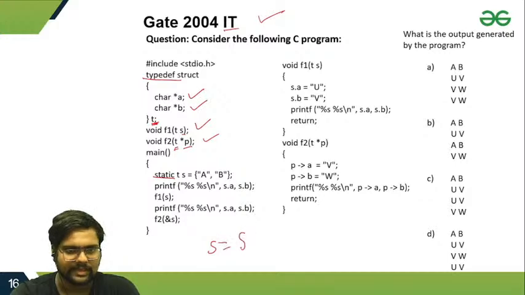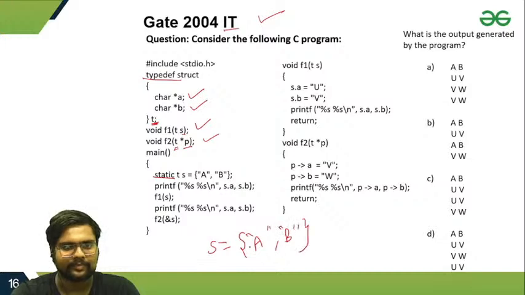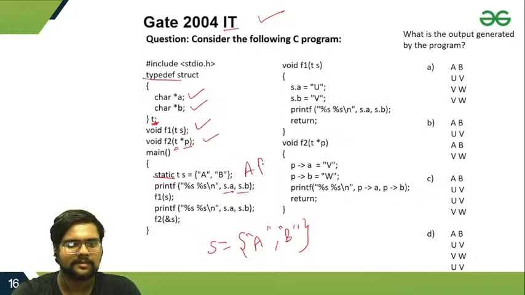So here the s value will be a and b, and then we are printing s.a, then s.b. So it will print a space b. Then we are calling f1. In f1 we are passing this s, and this s is of type T. Here there is no pointer variable and no reference operator, which means it is call by value.